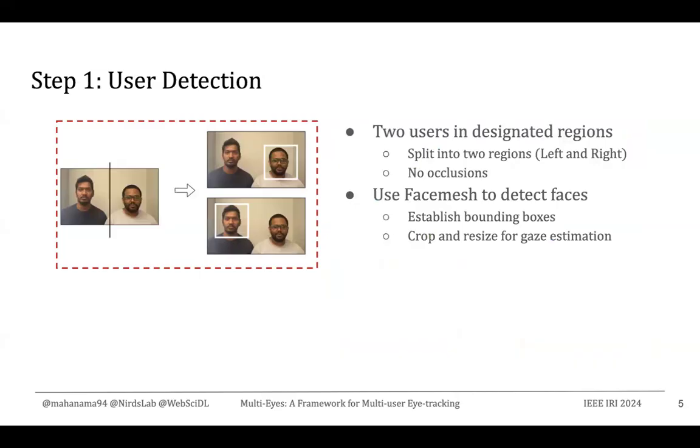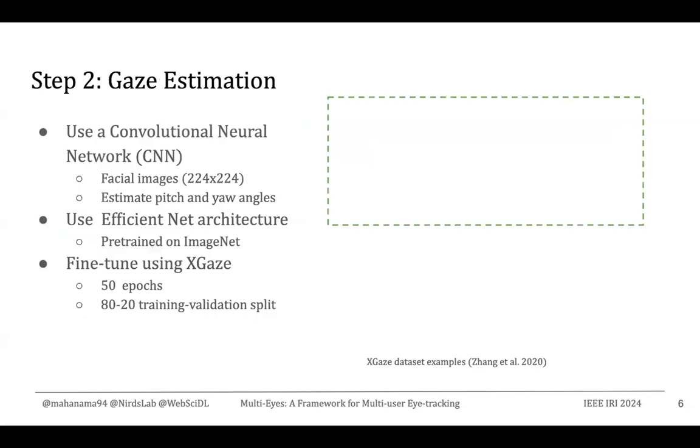The first step of the pipeline is to perform user detection, or identify the users in the environment. In our prototype, for simplicity, we consider the scenario of two users in two designated regions as left and right. Also, for simplicity, we assume there are no occlusions or movement of these two users. Then we use face mesh to detect the faces and establish the bounding boxes. After that, we crop these images and resize each facial image for the next step of gaze estimation.